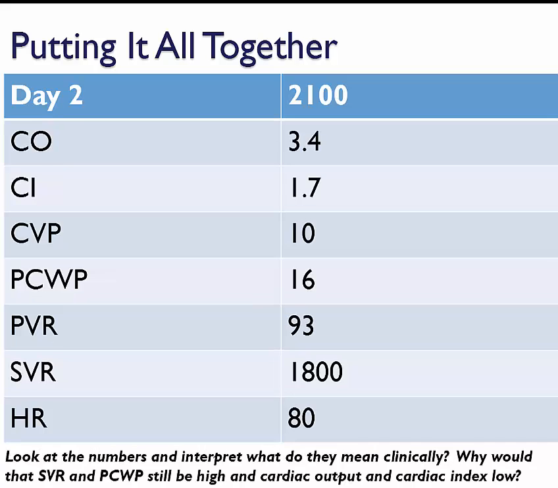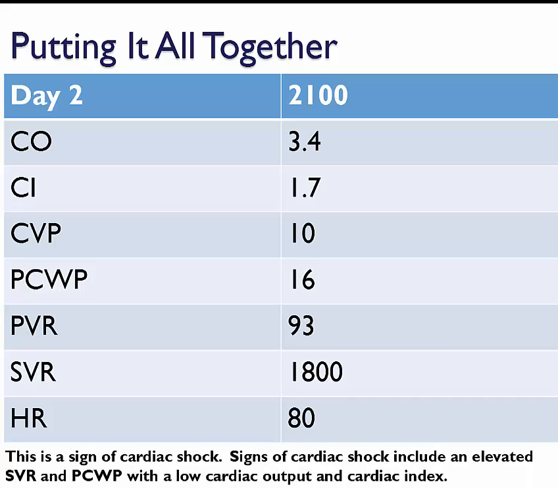Now look at the numbers and interpret what they mean clinically. Why would the systemic vascular resistance and pulmonary capillary wedge pressure still be high and cardiac output and cardiac index low? This is a sign of cardiac shock. Signs of cardiac shock include an elevated systemic vascular resistance and pulmonary capillary wedge pressure with a low cardiac output and cardiac index.